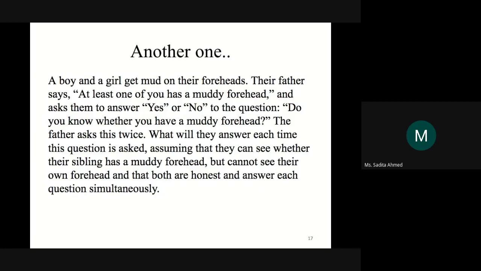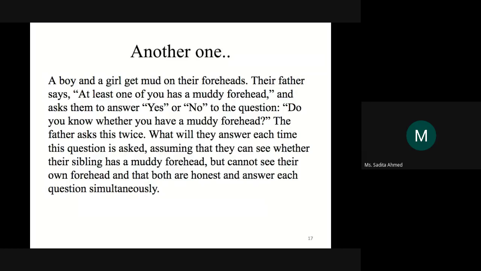And also we assume that they answer simultaneously. That is, when the dad asks the question, the boy can say either yes or no, the girl can say either yes or no, but they answer at the same time. Then the dad asks the same question for the second time, and the boy and the girl answer again. Now, you are asked to find out what will be their answers the first time and what will be their answers the second time.